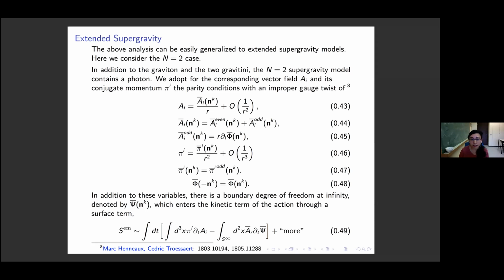The even part is unrestricted, but the odd part is given by this. And for the conjugate momentum, we take a falloff as 1 by r squared, and it's purely odd. Now, as we saw yesterday, there are some properties needed for finiteness, etc. So in addition to these variables, we also need a boundary degree of freedom at infinity, denoted by capital Psi k, which enters the kinetic term of the action through the surface term.